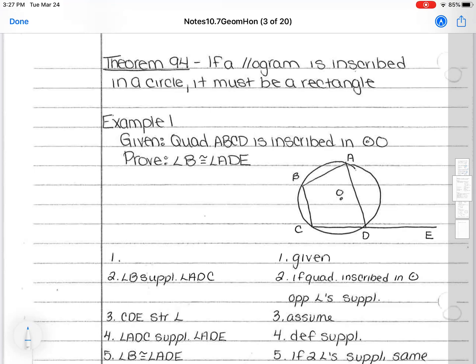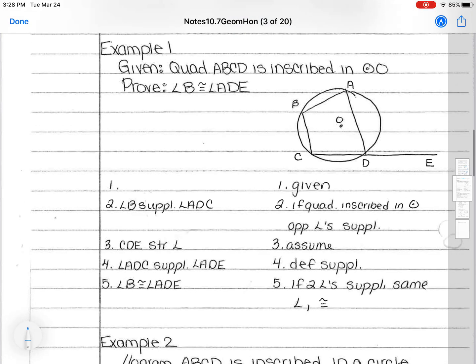Next theorem, Theorem 94, gets a little bit more specific. Instead of now being a quadrilateral inscribed in a circle, it says if a parallelogram is inscribed in a circle. If you're told it's a parallelogram, then you can also assume that it has to actually be a rectangle.